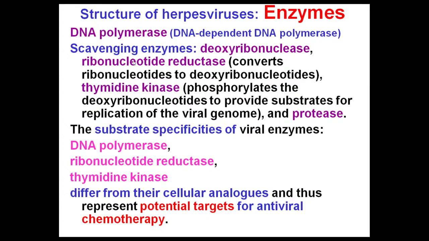Interestingly, these DNA viruses contain several types of enzymes, and these enzymes are very important in the processing of the genetic material of the viruses. First, they may have DNA polymerase. Then they usually produce some so-called scavenging enzymes that are converting RNA to DNA and phosphorylate the DNAs to provide substrates for replication. These are deoxyribonuclease, ribonucleotide reductase, thymidine kinase, and a lot of proteases.